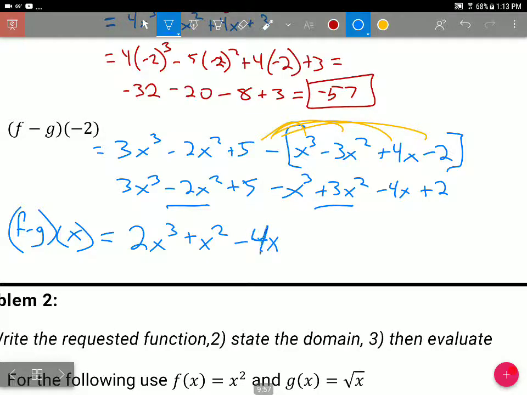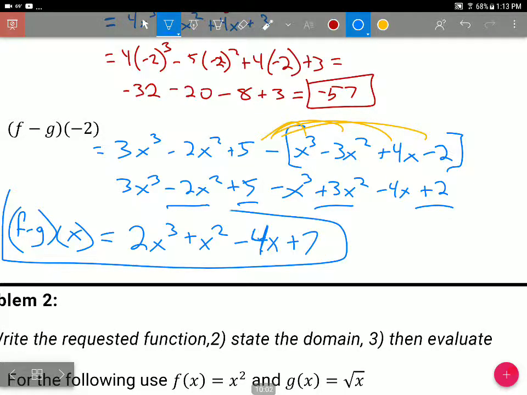And that's still 4. And 5 plus 2 is still 7. So that would be the actual equation. And I trust that you can take a -2 and shove it in there. Oh, yeah, of course. Okay? If you can't, we really need to talk. Okay. But whatever.